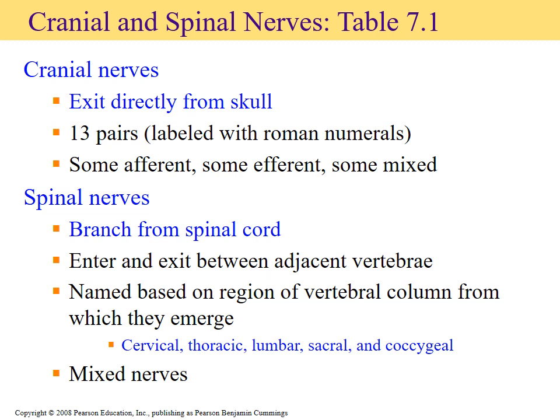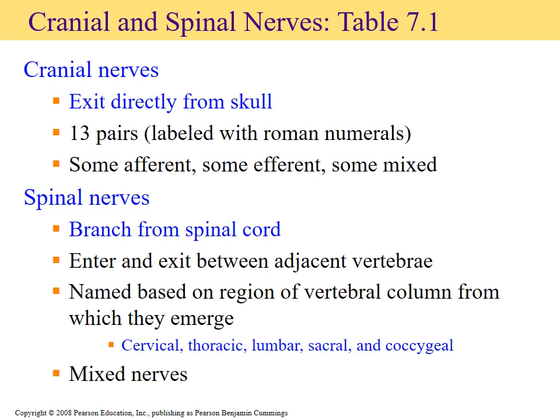Now, if you're interested in learning more about the different nerves that radiate outward, I would definitely recommend that you take a look at table 7.1. So please utilize the PDF of the chapter. And over there in that table, you're going to see a breakdown of the cranial and the spinal nerves. The cranial nerves will be the nerves that specifically come directly from the skull. There are 13 of them paired together.